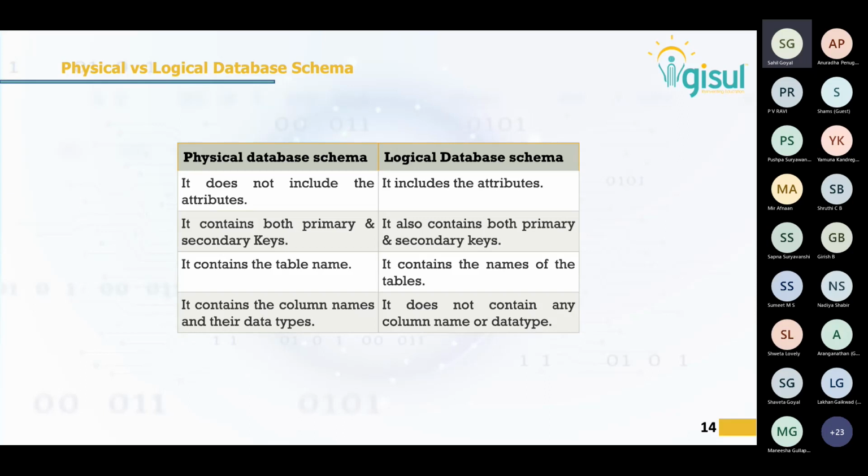Physical schema contains only the table name. Logical schema contains the table and the column names both. Physical database schemas contain the column names and their data types. Logical schema contains the column names, but not their data types. So that's where the difference comes between the physical and the logical schema. And the final structure which is going to be available at any database level is the physical structure.